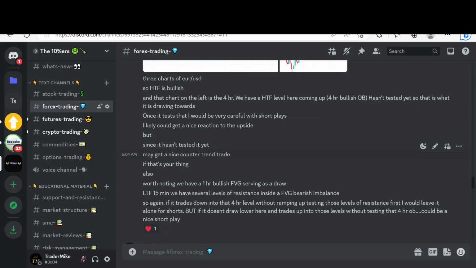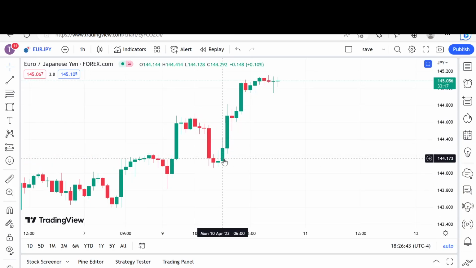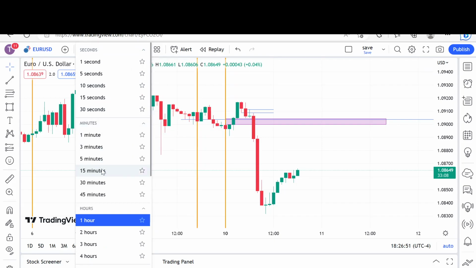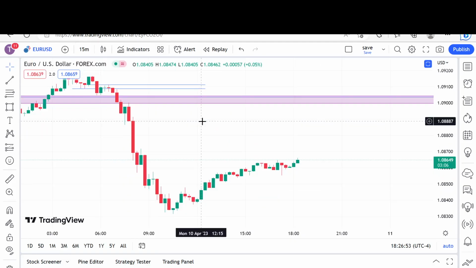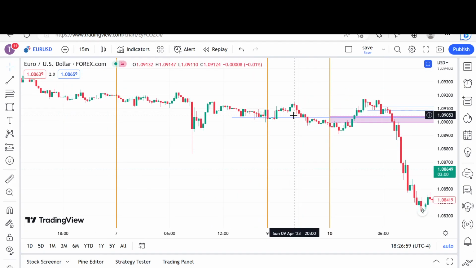Okay, and then I said, since it hasn't tested it yet, make it a nice counter trend trade here. And so yeah, let's go to my charts, or go to the trading view, pull that up real quick. All right, so you can see this thing absolutely got demolished this morning. This pair did. All right, so let's break down this price action.